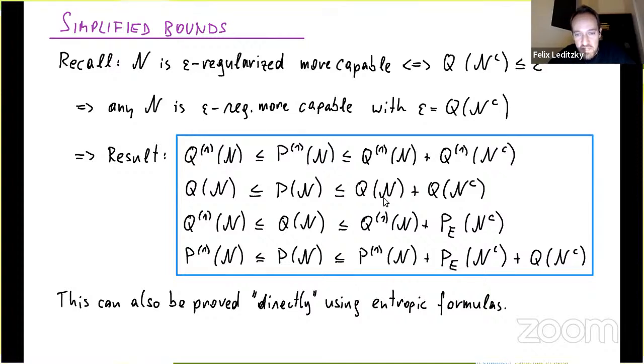Okay, so this is our main result, or one of our main results, that we have this set of inequalities where the information quantities and the capacities of a channel are bounded in terms of these corresponding quantities for the complementary channel. And you can actually also prove them somewhat directly without going through this approximate partial order business by just using the entropic formulas in a clever way.